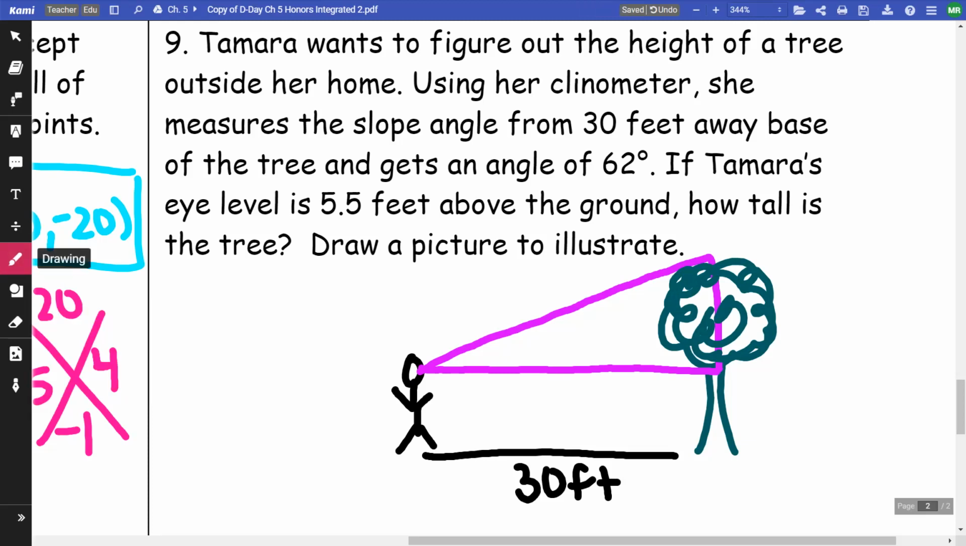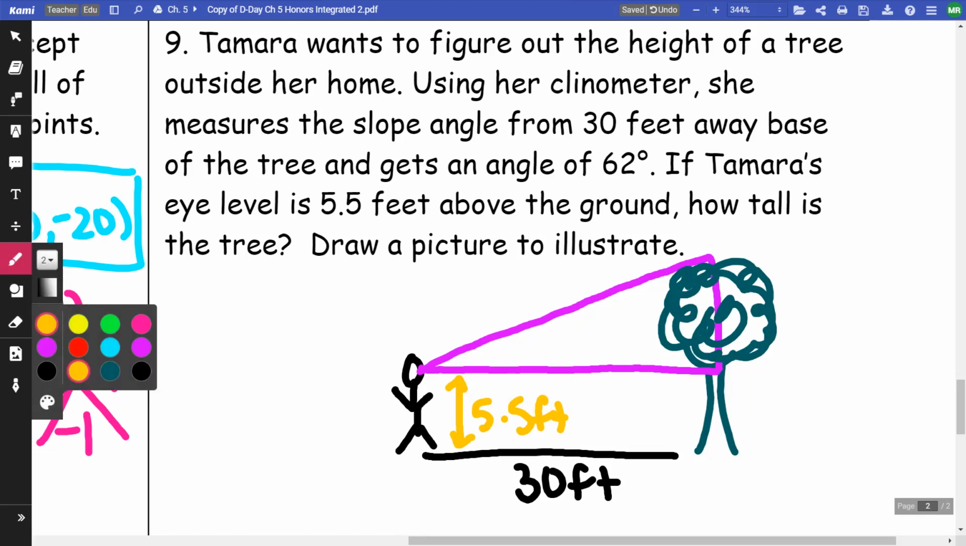We know that her eye level is 5.5 feet. So the distance from here to here is 5.5 feet. And we want to know how tall is the tree. So the whole entire tree is going to be from here to here. But first, what I'm going to do is find this, let's say I call it Y right there. Knowing that this is 30 feet, this is a right angle, and it says that this is a 62-degree angle.